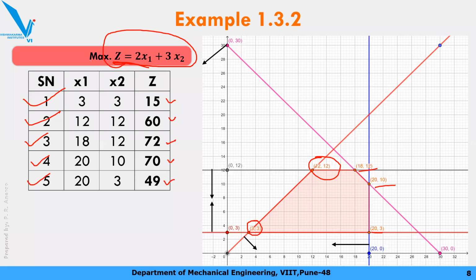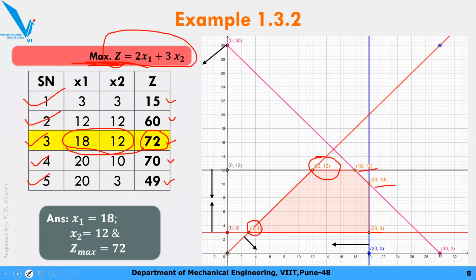Now coming back to the objective function, we need to maximize the z, maximize the gain. So which values of x1 and x2 provide the maximum value of z? The maximum value of z is 72. Corresponding to that are our optimum x1 and x2 answer. So x1 equal to 18 and x2 equal to 12 is going to give you z max equal to 72. So this is the best possible solution for your LPP problem.